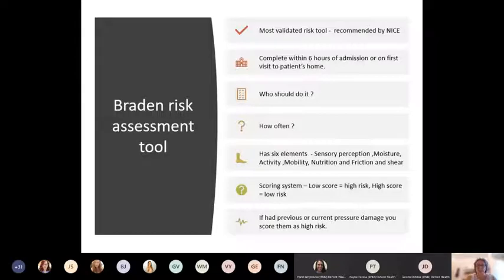So the tool itself has 6 elements. It covers sensory perception, moisture, activity, mobility, nutrition, and friction and shear. And it's a scoring system. So on each of those elements, you score them generally between 1 and 4. I think there's one that has 3. And then you tot up the value at the end, and it gives you a single figure, and you compare that against the scale.